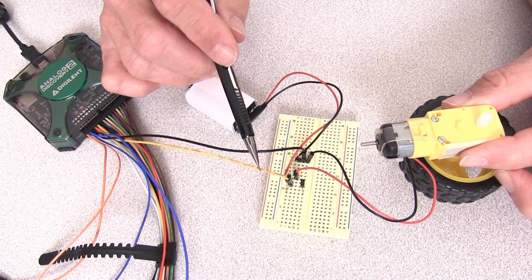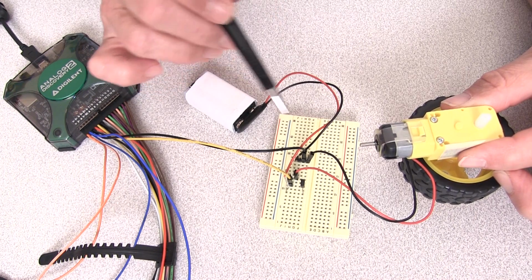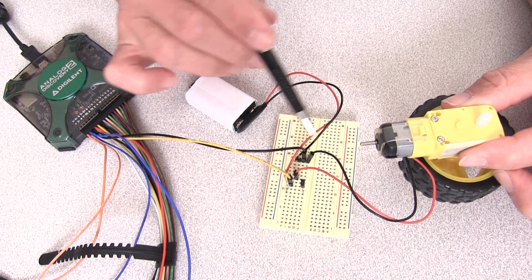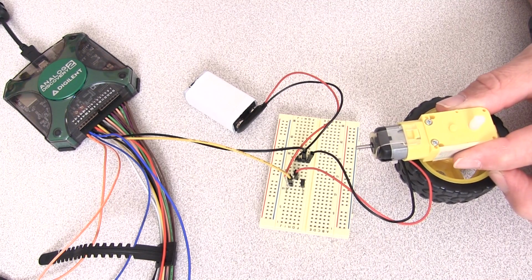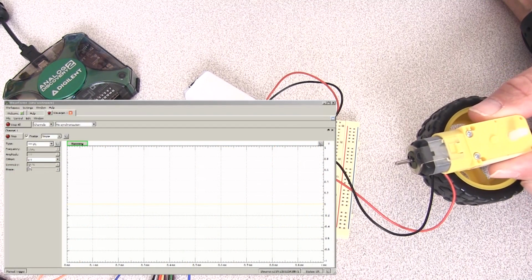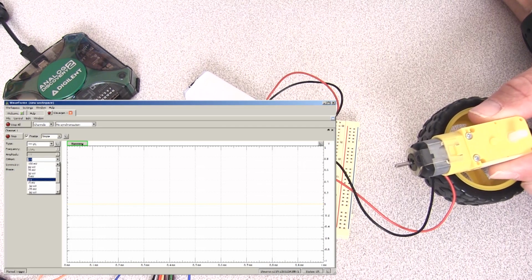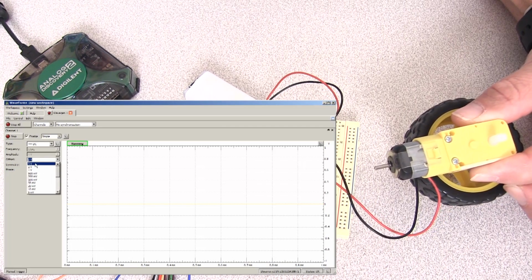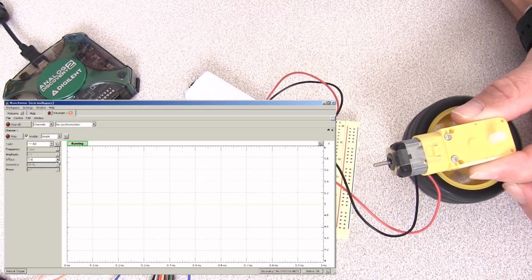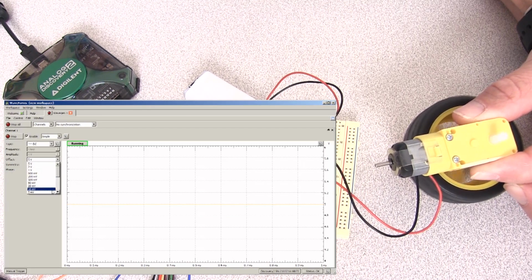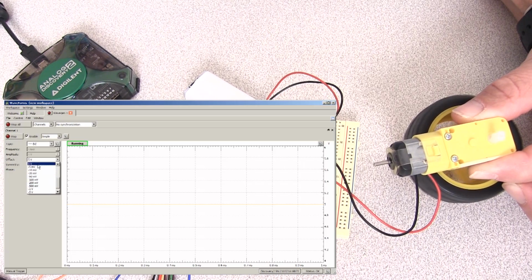So when this voltage is low, no current flows to the motor. When this voltage is high, I get to flow current from the battery to the motor, and it turns the motor on. So right now, the voltage is 0 and the motor's off. Let's change that voltage to a high voltage, 5 volts. That turns the motor on. Going back to a low voltage turns the motor off again.